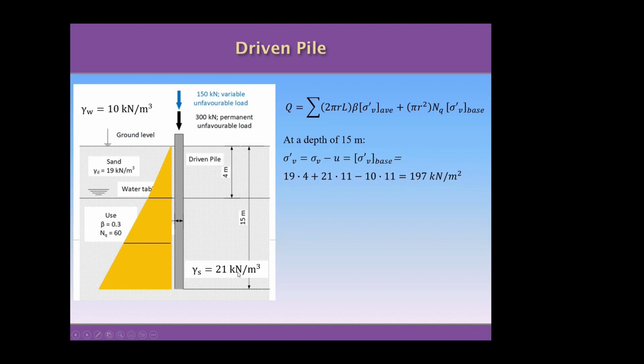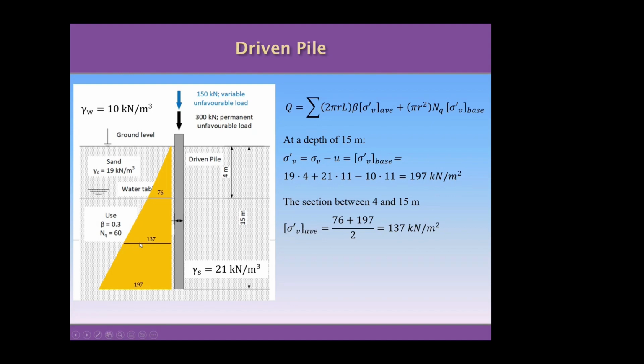plus 21 is the saturated unit weight of the soil from the location of the water table and down, multiplied by 11, which is the difference between the total length of the pile minus 4 meters, because we are considering now from here to the end, and minus the unit weight of the water times 11, because we need to diminish the pore water pressure to calculate the effective stress. So this will be the value then of the effective stress at the base of the pile, 197 kilonewton per square meter. We have made the total stress minus the pore water pressure at the base.